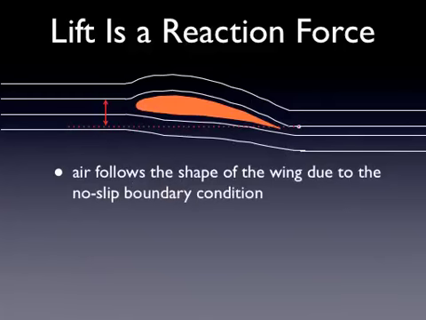Now, why does it follow the shape of the wing? Well, we learned this the first week of class. This is a product of the no-slip boundary condition. If you have a viscous fluid, and all real fluids are viscous, it will stick to a solid object that's submerged in it. So this flow stream has to follow the shape of that wing. It's a property of being a viscous fluid.